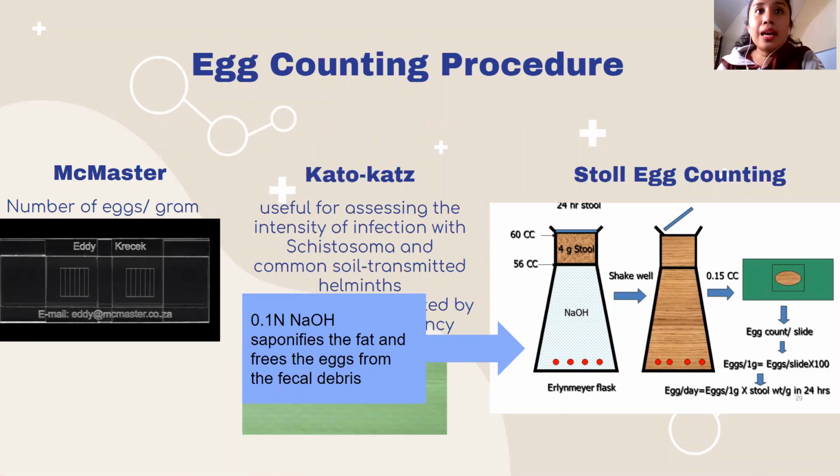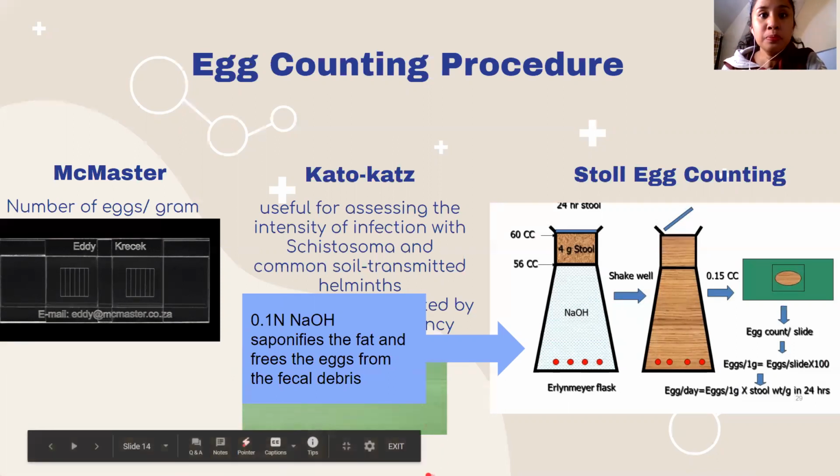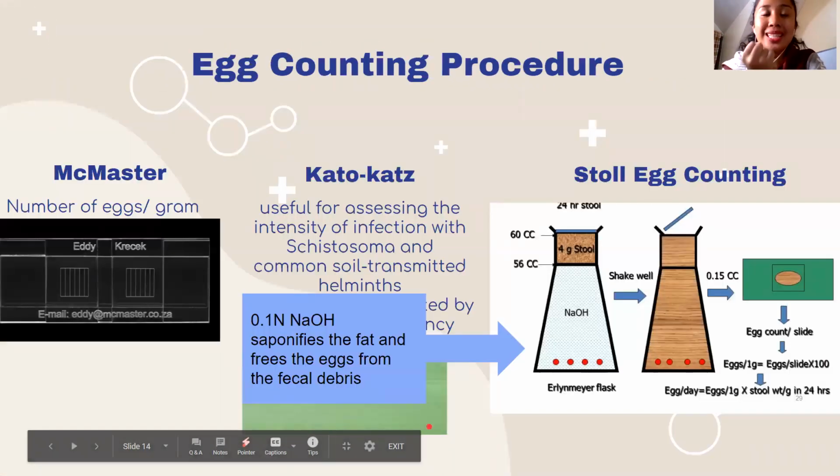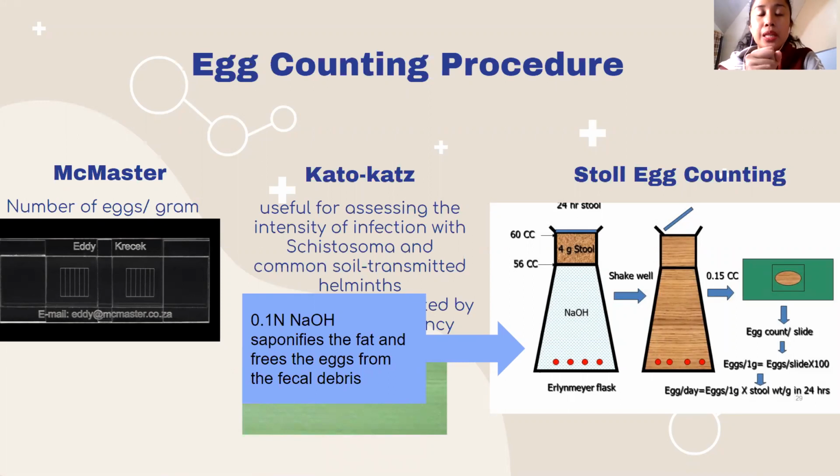So Kato-Katz, its sensitivity is dependent on the consistency of your stool. Class, the sensitivity of Kato-Katz, the more formed the specimen is, you could get more eggs. The sensitivity of Kato-Katz is dependent on the consistency of the stool.